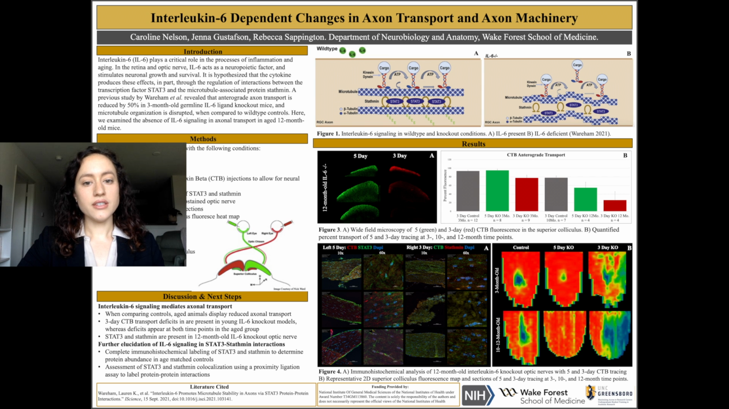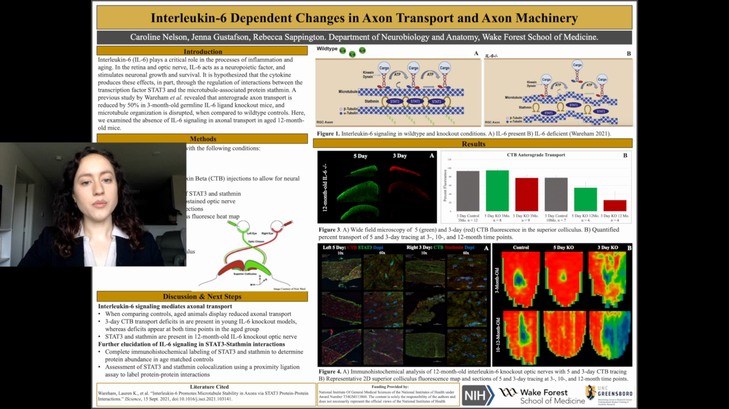With the aim of better understanding the role of IL-6 signaling in retinal health, we examined the effects of the loss of the cytokine in an aging model. To make this assessment, the following steps were performed. First, it was necessary to identify archived tissue of experimental and control groups.